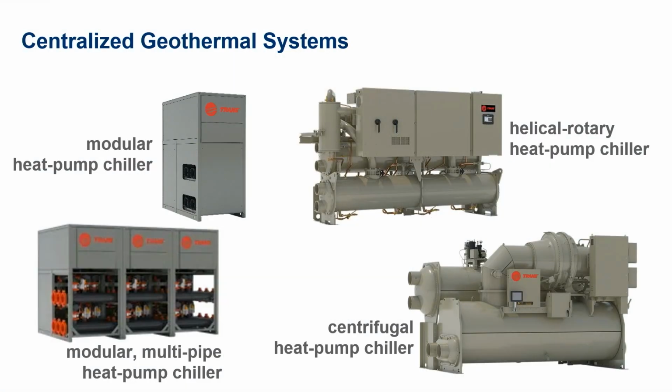Now, while either approach can be used in most building types, distributed geothermal systems are commonly found in schools, apartment and condominium buildings, dormitories and barracks, and extended care facilities. In contrast, a centralized geothermal system uses chillers or heat pumps located in a central plant. And then chilled water or hot water loops are used to supply various types of airside equipment.